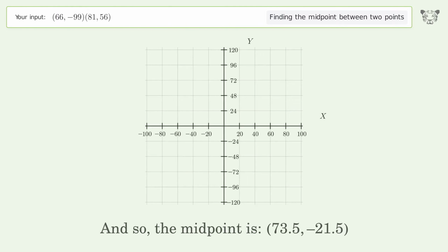And so, the midpoint is 73.5, negative 21.5.